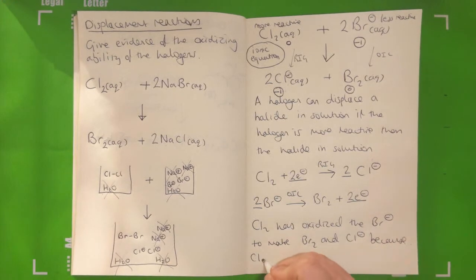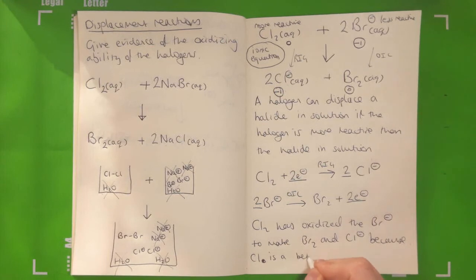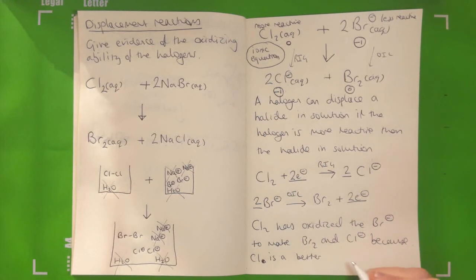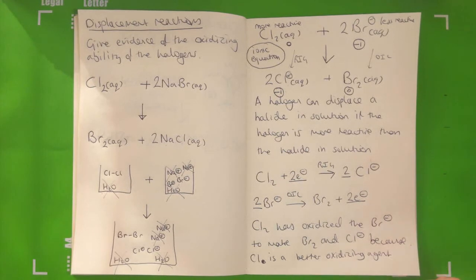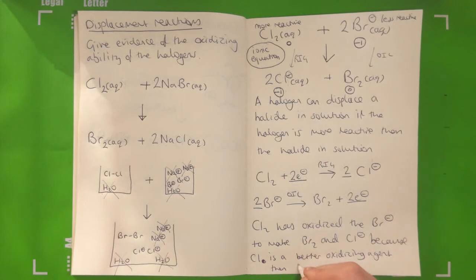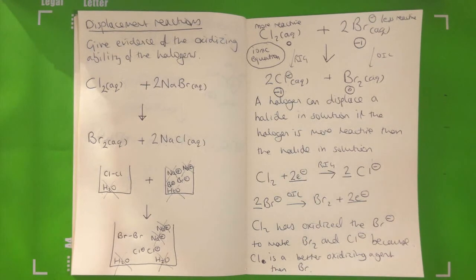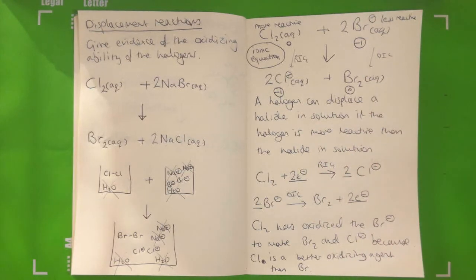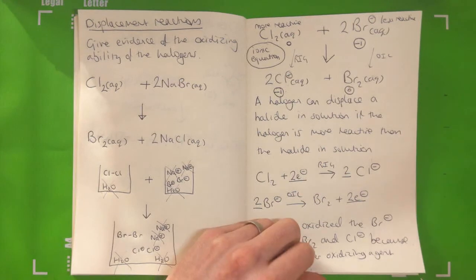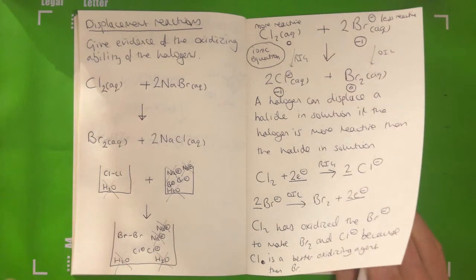Cl2, or let's just write Cl. Cl is a better, stronger, you could use that word, oxidizing agent. It means it's more reactive than bromine. Okay? What we can do is use this principle to work out whether the reaction is going to happen or not. So let's pick a different reaction.